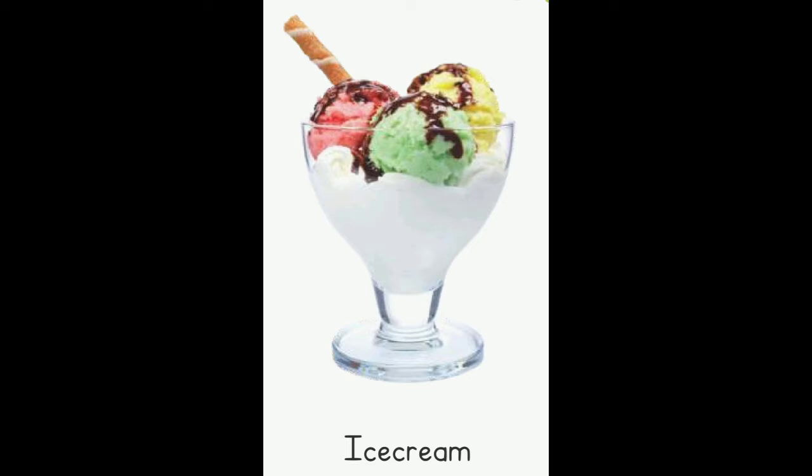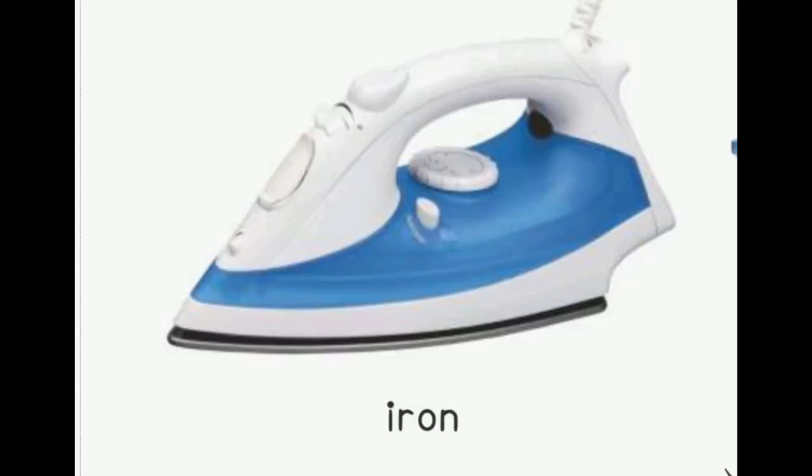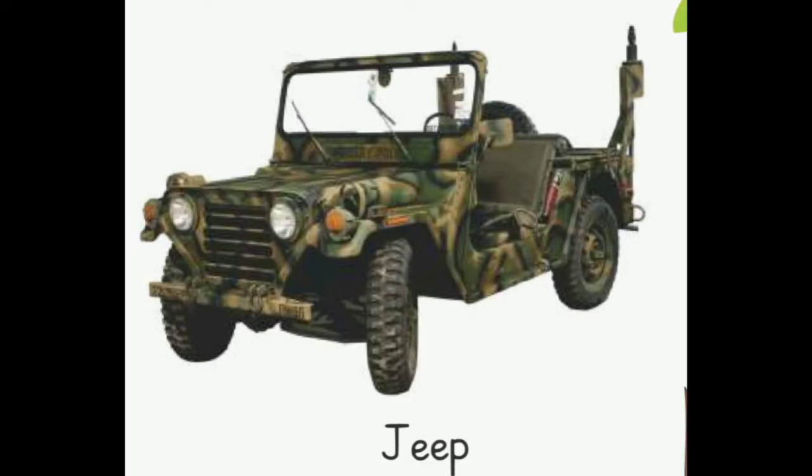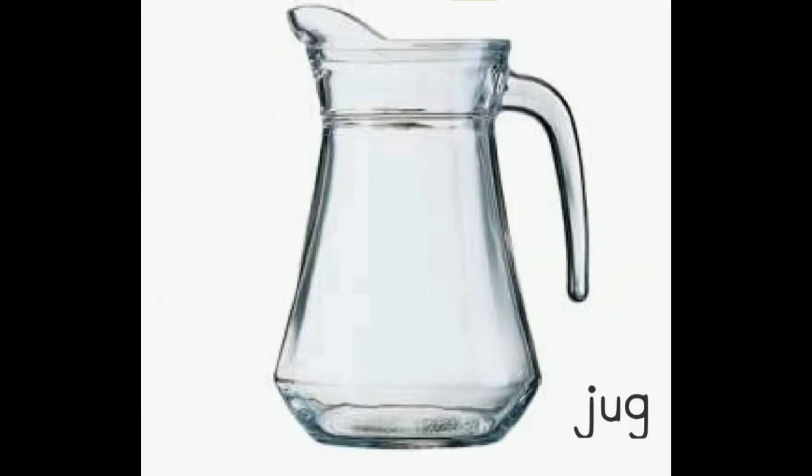Alphabet I, capital I, small i. I says I and E. I for ice cream. I for iron. Alphabet J, capital J, small j. J says J. J for jeep. J for jug.